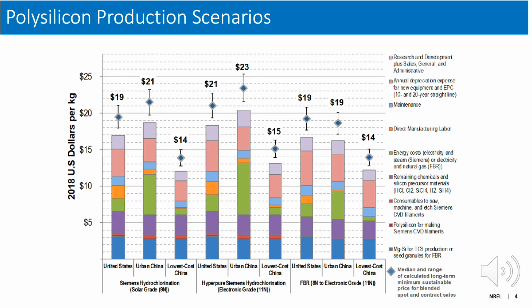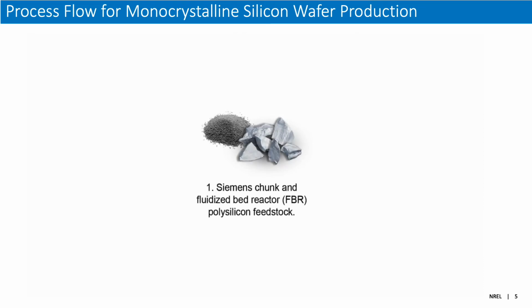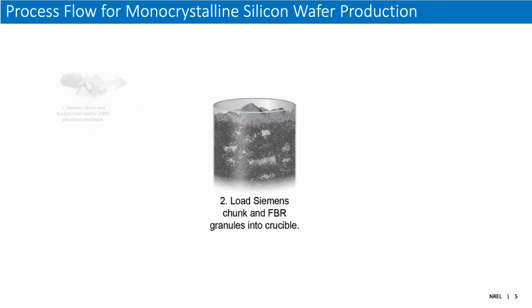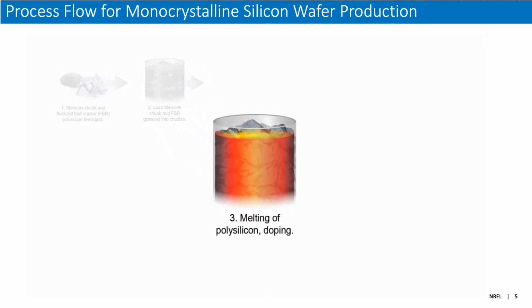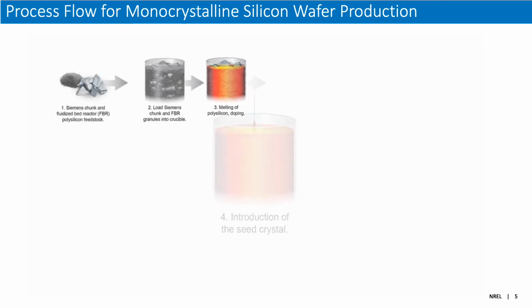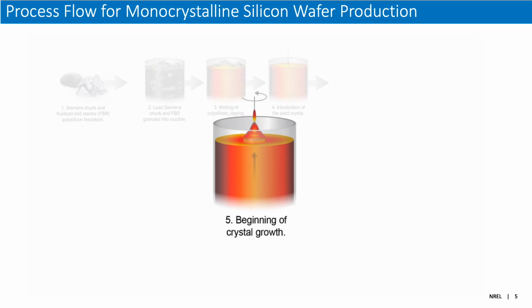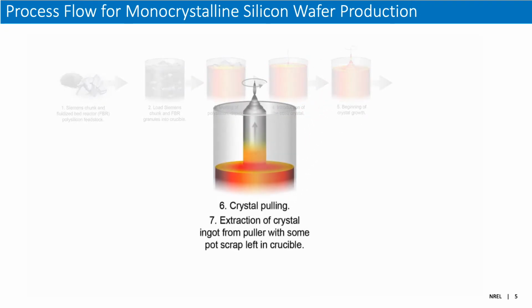So now I'll just review the manufacturing process for monocrystalline silicon ingots and wafers. The silicon feedstock is typically polysilicon chunks manufactured via the Siemens process and small polysilicon granules produced by the fluidized bed reactor process to fill in the gaps between the Siemens chunks. These polysilicon products are loaded into a cylindrical crucible, which is then heated so that the polysilicon melts and is then doped. A monocrystalline silicon seed crystal is introduced and then rotated while pulling upward to begin the crystal pulling process. Pulling continues until most of the polysilicon has crystallized into a single crystal ingot.